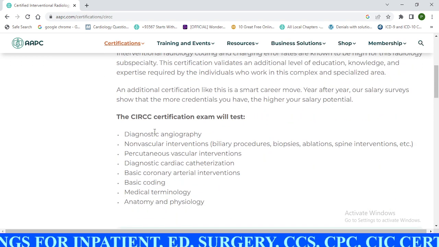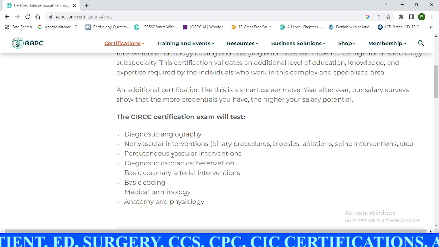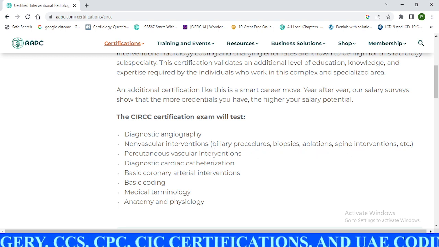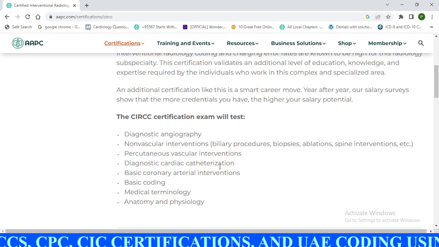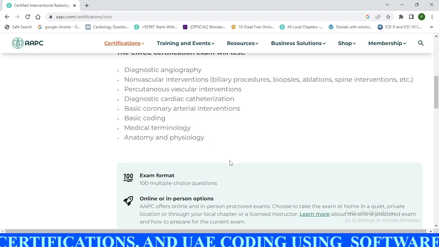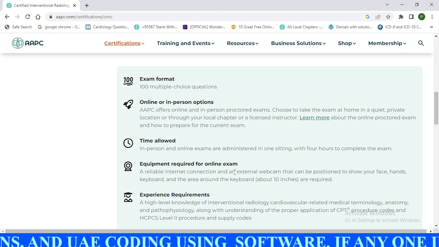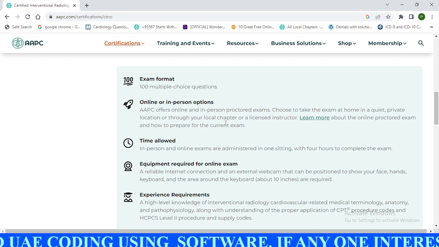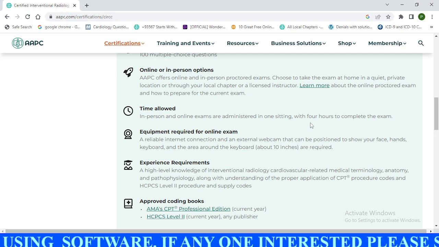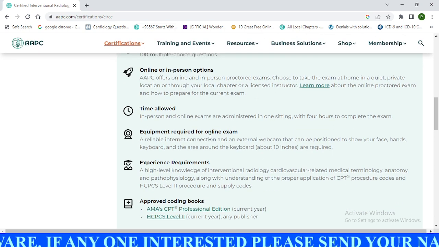So these are the requirements. In order to write the CIRCC, you need to know diagnostic angiography, non-vascular interventions like biliary procedures, biopsies, ablations, spine interventions, percutaneous vascular interventions, diagnostic cardiac catheterization, basic coronary arterial interventions, basic coding, medical terminology, anatomy and physiology. The exam format is 100 multiple choice questions, with online or in-person options. You can write online or in person. The exam is administered in one sitting with 4 hours to complete it. So you have 100 multiple choice questions and you need to complete them in 4 hours.